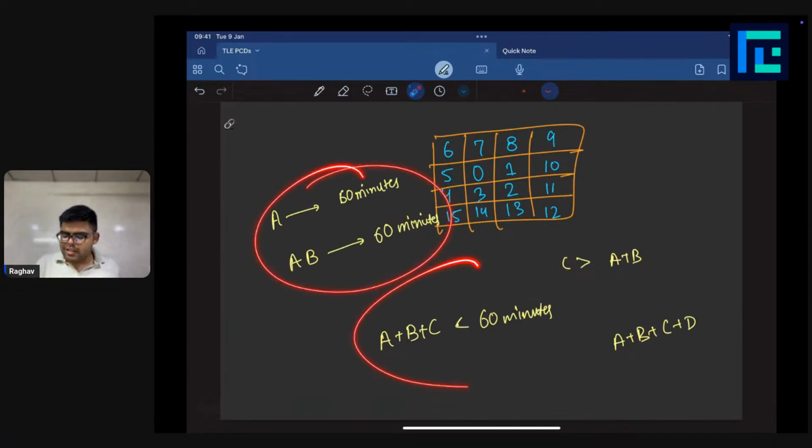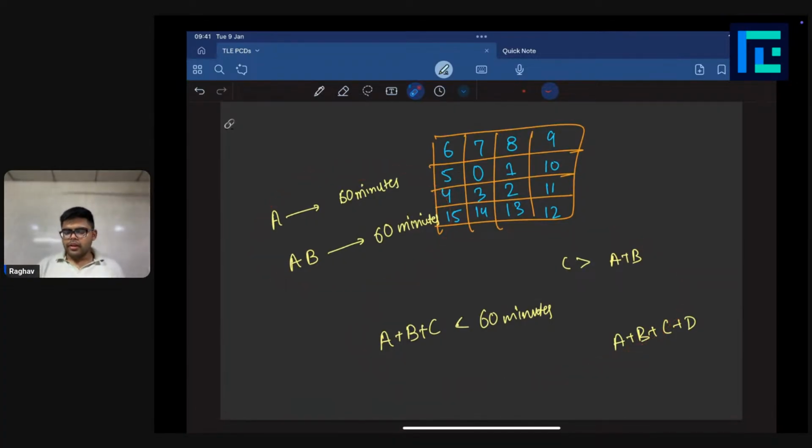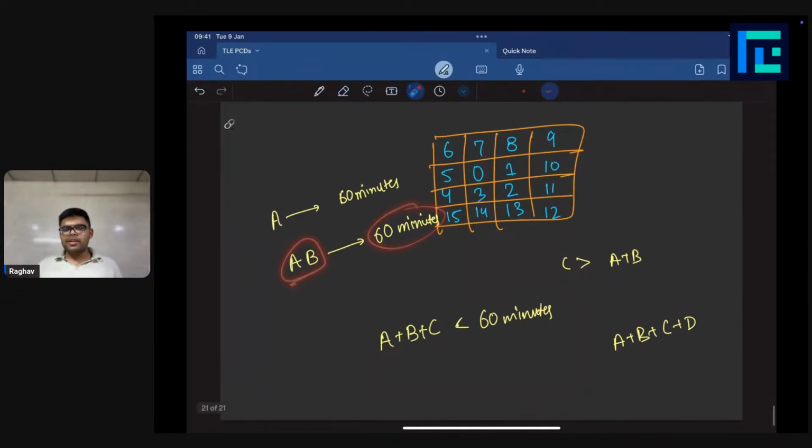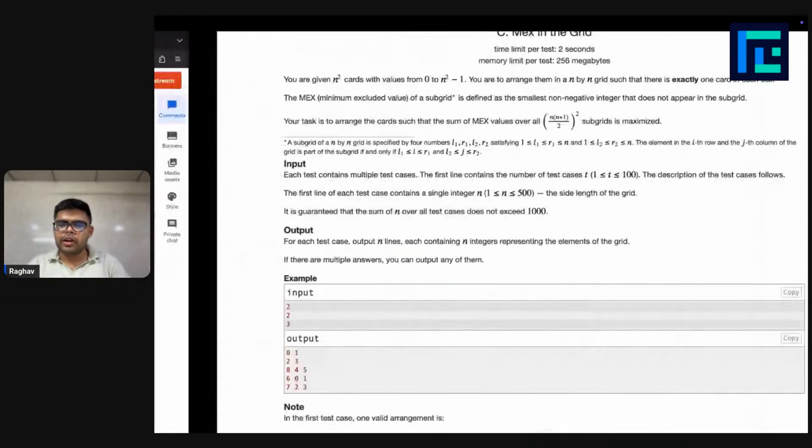So this is one simple rule that I do recommend. If you're not able to solve AB within 60 minutes, then first of all, focus on improving your speed before trying to focus more on solving more difficult problems.